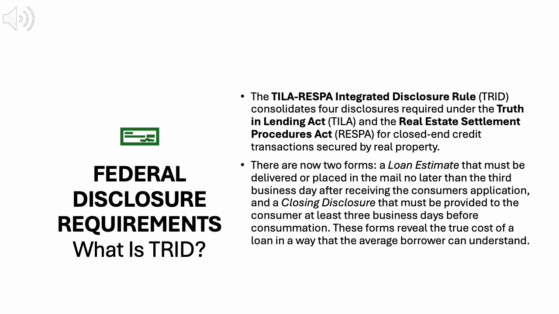Federal disclosure requirements. What is TRID? The RESPA Integrated Disclosure Rule, TRID, consolidates 4 disclosures required under the Truth in Lending Act and the Real Estate Settlement Procedures Act, RESPA, for closed-end credit transactions secured by real property. There are now 2 forms: a loan estimate that must be delivered or placed in the mail no later than the 3rd business day after receiving the consumer's application, and a closing disclosure that must be provided to the consumer at least 3 business days before consummation. These forms reveal the true cost of a loan in a way that the average borrower can understand.